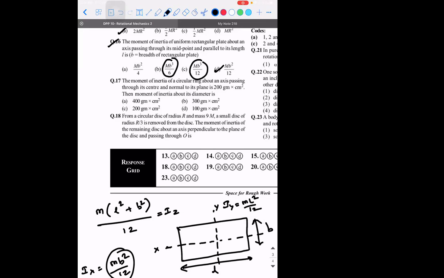Okay, next. The moment of inertia of a circular ring about an axis passing through its center and normal to its plane is 200 gram centimeter square. The moment of inertia about its diameter. Can directly tell me? We have already done this problem. So moment of inertia about the diameter, is it less or more?